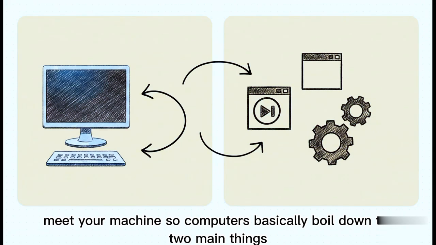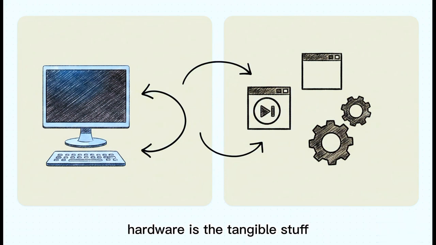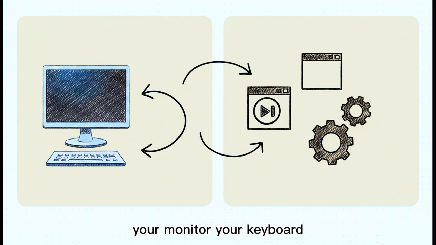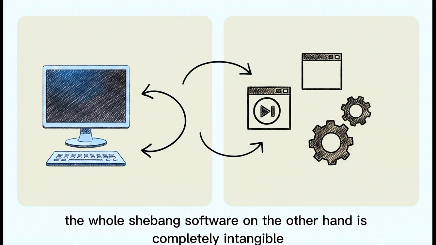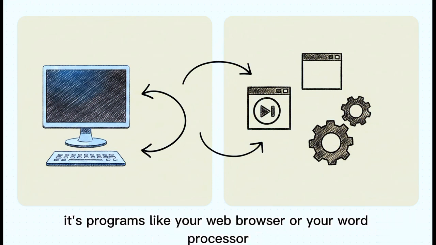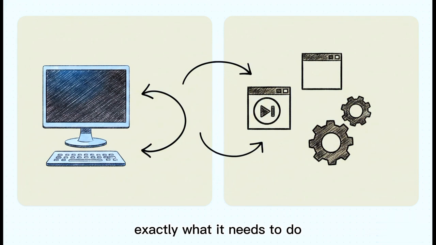So computers basically boil down to two main things, hardware and software. It's actually a pretty simple split. Hardware is the tangible stuff, the actual physical parts you can touch with your hands, right? That means the internal components, your monitor, your keyboard, the whole shebang. Software, on the other hand, is completely intangible. It's the instructions. It's programs like your web browser or your word processor that literally tell that physical hardware exactly what it needs to do.